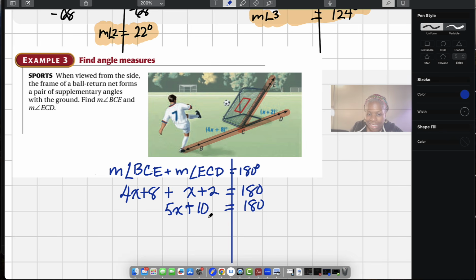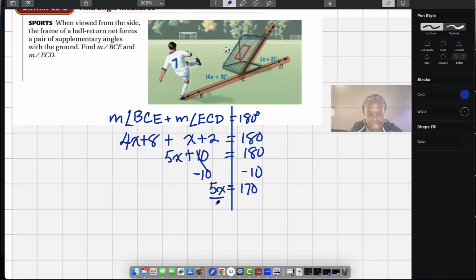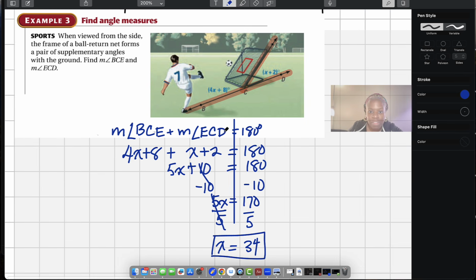Now I'm going to isolate that 5x by subtracting 10 from both sides. I get 5x is equal to 170. Now this is just a matter of dividing. Divide both sides by 5. I'm almost done here. 5 goes into that 34 times. So x is equal to 34. But that's not what they asked us to find. They said, please find the measure of these two angles. So here's the thing.